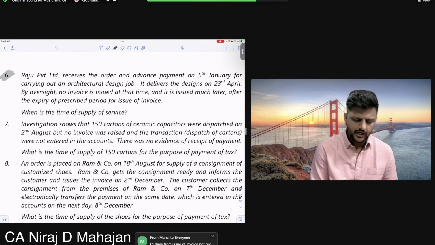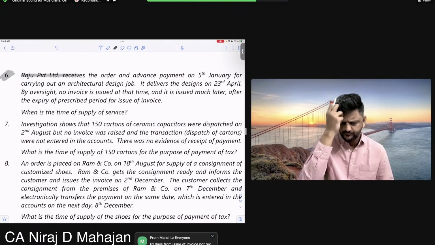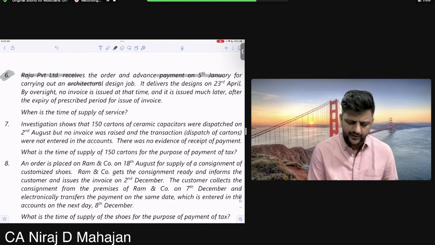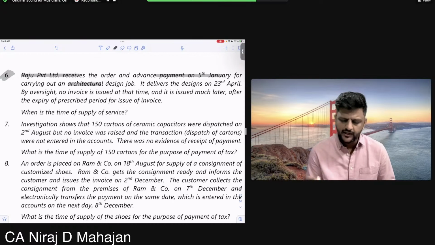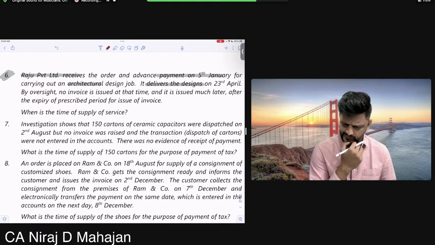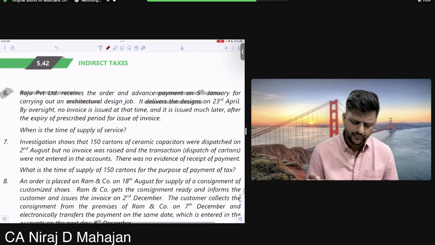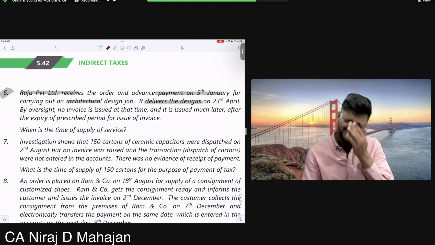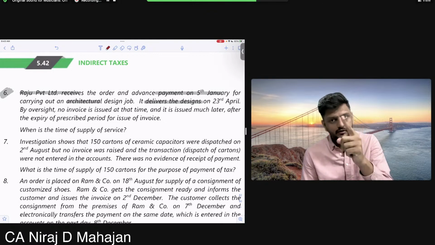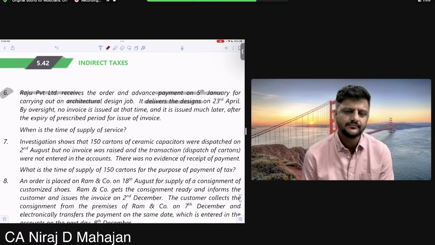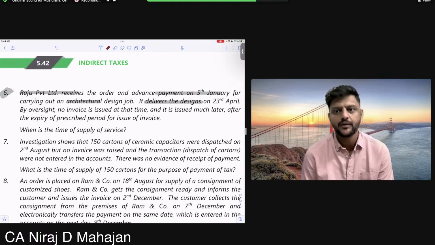Sixth. Raju Private Limited receives the order and advance payment on 5th January for carrying out an architectural design job. Architectural, but you'll say it, children, is a service. It delivers the designs on 23rd April. Okay. This is forward charge, no problem. In forward charge service, what all do we check first? What do we check for time of supply?